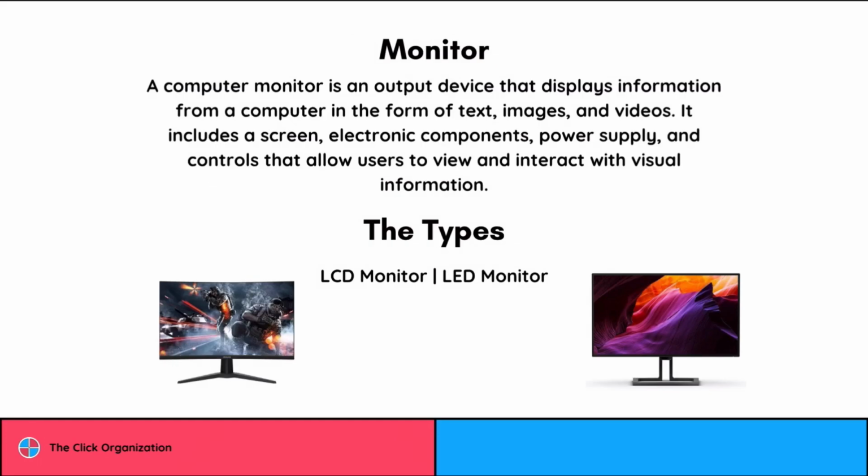Going for monitor, a computer monitor is an output device because it shows you something, right? That displays information from a computer in the form of text, images, and videos. It includes a screen, electronic components, power supply, and controls that allow users to view and interact with visual information. So anything that you do on your computer will be reflected and represented through your computer's monitor, and it shows everything.